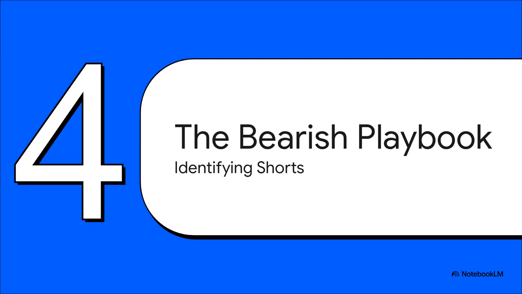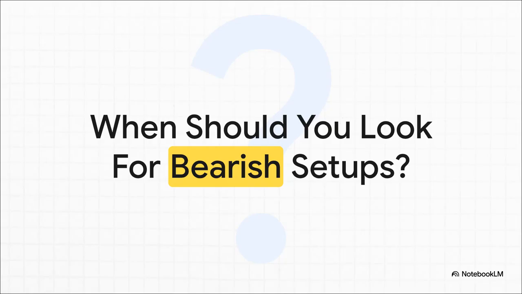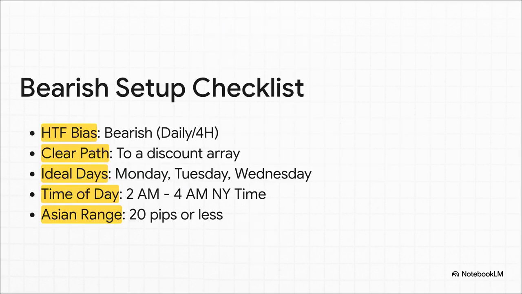Now that we have the full bullish framework down, let's just flip the script and look at the other side of the market. The good news is, the logic for finding high probability shorts is a perfect mirror image of everything we just talked about for buys. So just like with the buys, we have to wait for the right environment. We're waiting for the market to give us a very specific set of conditions before we even think about looking for a short entry. And look at that, the checklist is almost identical, just flipped on its head.